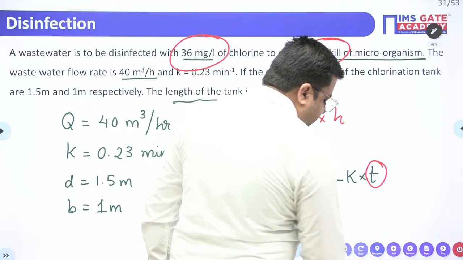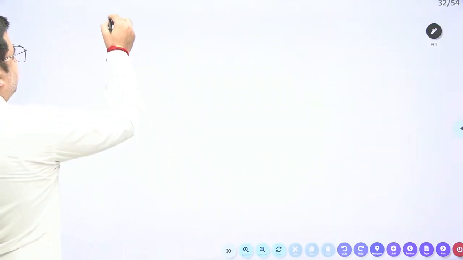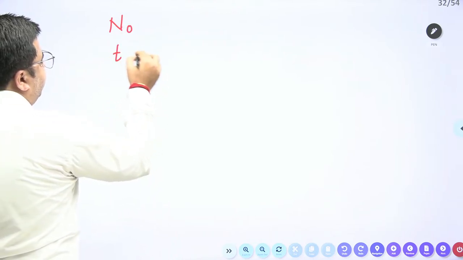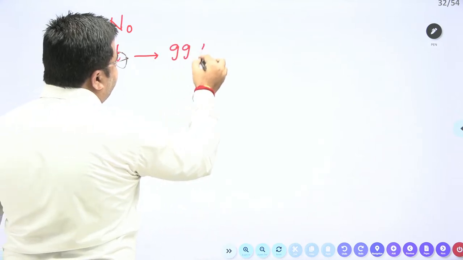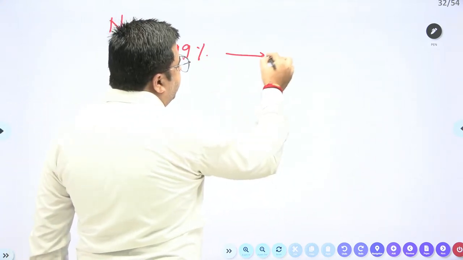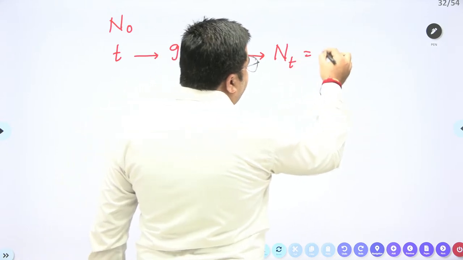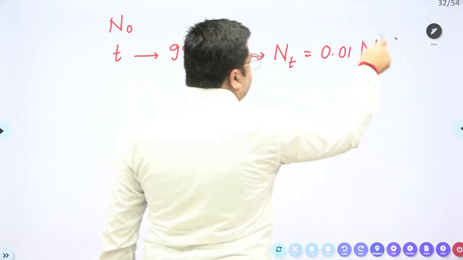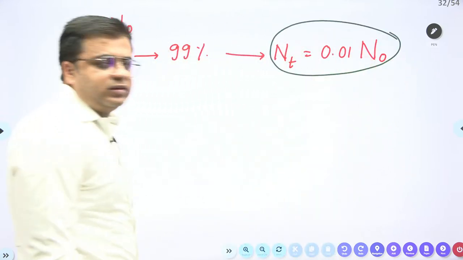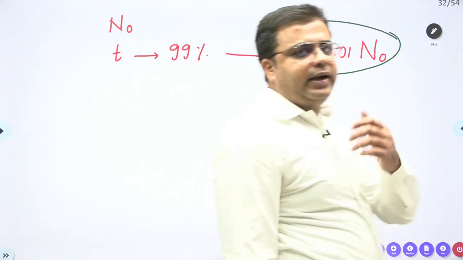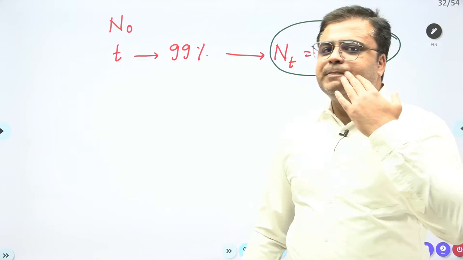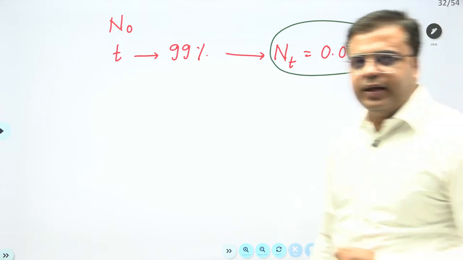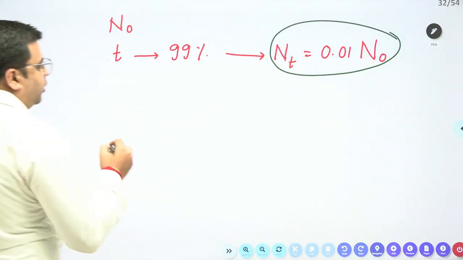So the originally present microorganisms are N0. Then after time t, when 99% killing of the microorganisms has happened, the number of microorganisms present, Nt, will be equal to 0.01 times N0. Have you got this? Any doubt in this? Please tell me yes or no. So Nt is 0.01 N0. Any doubt in this? Okay. So we know the value of Nt.